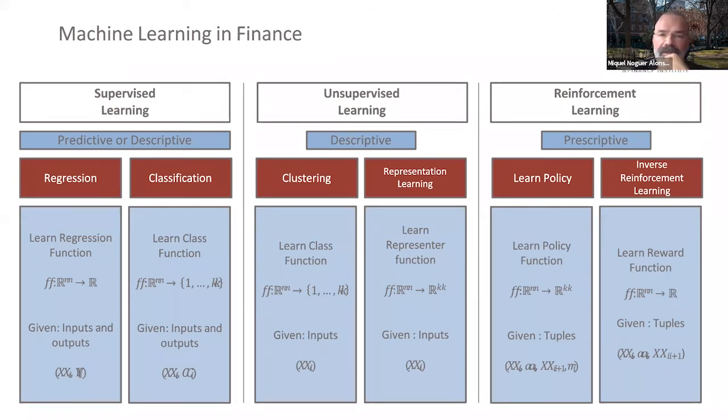This is prescriptive. And obviously this is a family of very useful models, or potentially very useful models, in finance, because finance is full of intertemporal choice problems, right? For example, portfolio allocation is an intertemporal choice problem, delta hedging, right?